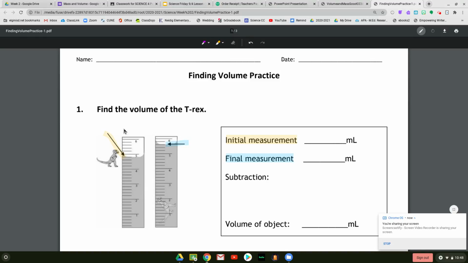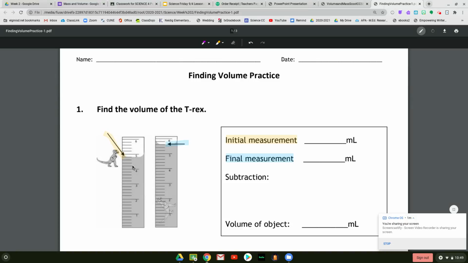Okay, so here we have the beaker, the graduated cylinder, before we put the dinosaur in. So we're trying to find the volume of Mr. T-Rex here. But he's not very easy to measure, so we're going to use our displacement, which means putting it in the water and seeing what changes. So the initial measurement is what it was first, and I even color-coded to help you out. Initial measurement is this first line. So if we look here, here's 4. It's just under 5, but we need to figure out how to get there.